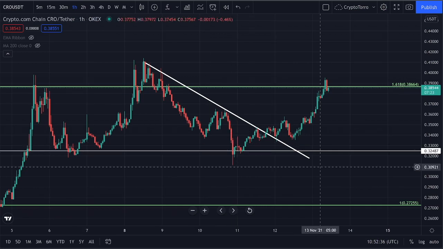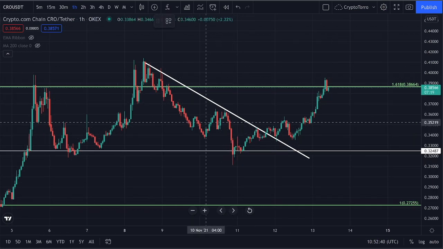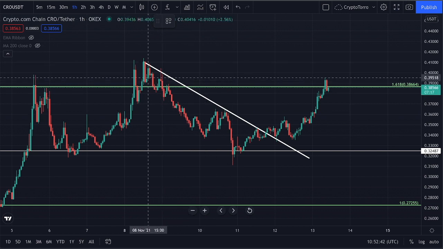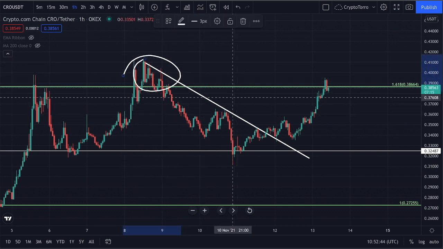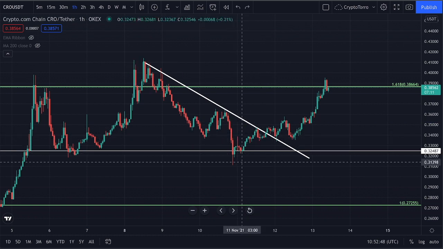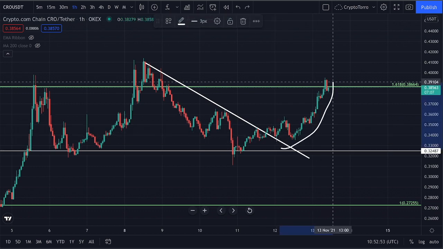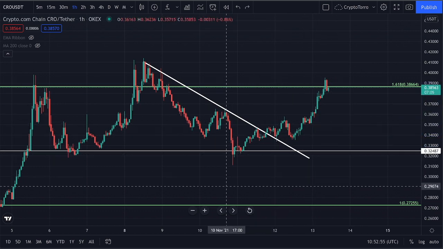So if we take a look at crypto, what I would actually take a look at is this previous descending resistance that we were able to break out above. So we were seeing this descending resistance, we saw 3 touch points underneath, and we were able to break out above it, find support on top of it, and afterwards we saw this increase. So that is absolutely good to know on the 1 hourly time frame.